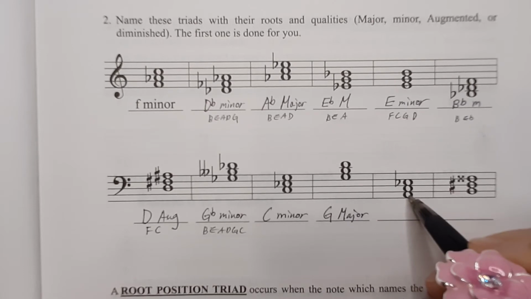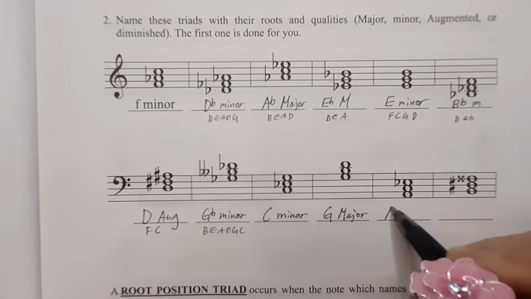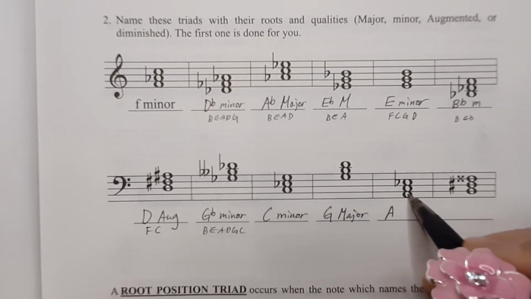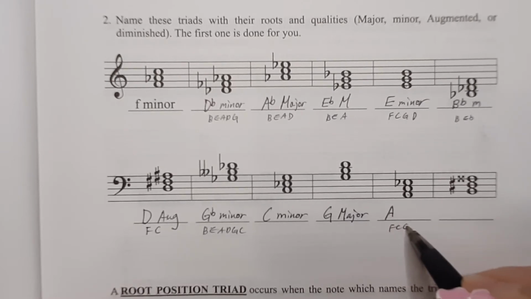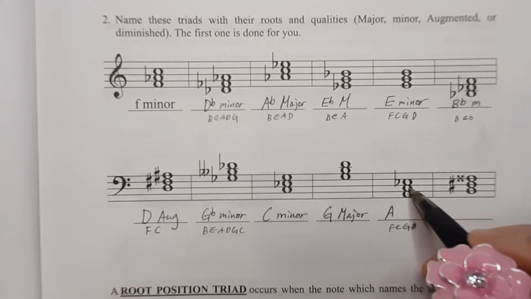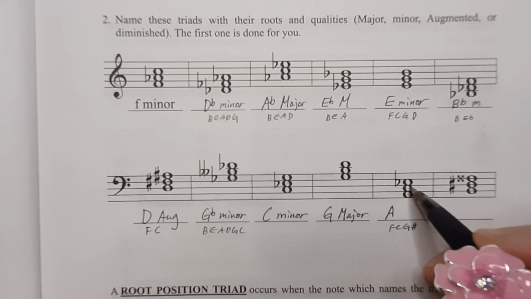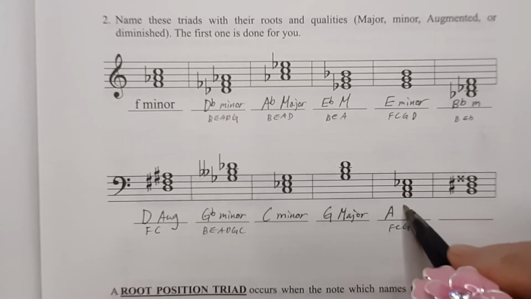Next one, A, C, E flat. Now A becomes a key, so it's A something. In the key of A major, you have F, C, G sharp, right? It's supposed to have a C sharp, but it's lowered. And you're supposed to have E natural, but it's lowered. Third and fifth are lowered. So what do you call it?